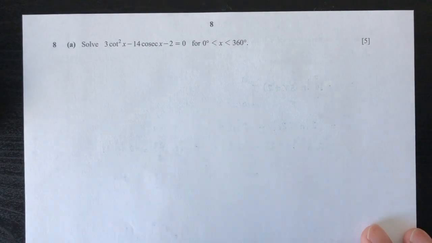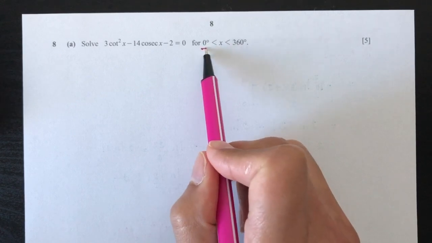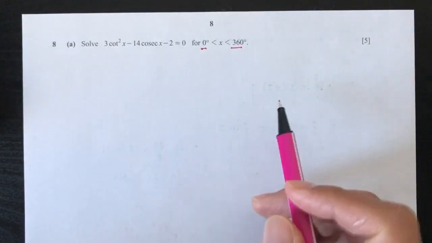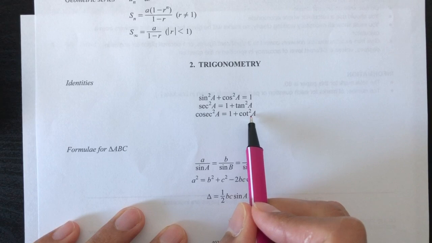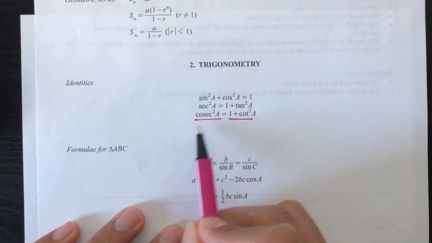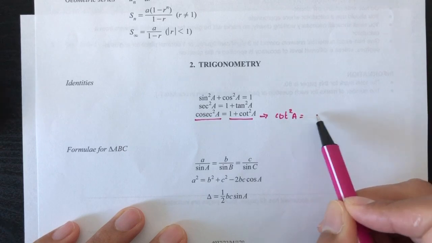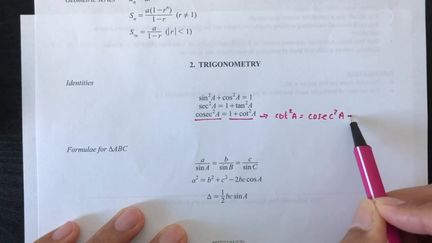Now let's move on to question number 8. We have to solve this equation for the range of x from 0 to 360. One thing we know from our formulas is that 1 plus cot square a is equal to cosec square a. So from this, cot square a is equal to cosec square a minus 1.